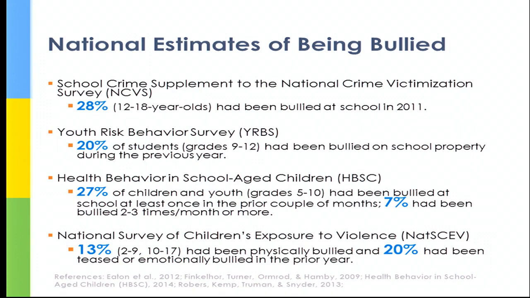Note that time frame is different from the others. And 11%, I apologize, there's a typo, 11% of youth had been bullied 2 to 3 times a month or more during this time frame. And then finally, the National Survey of Children's Exposure to Violence, which involved a national telephone survey of caregivers and of youth. The age focus was from 2 to 17. It found that 13% of children had been physically bullied and 20% had been teased or emotionally bullied during the previous year.